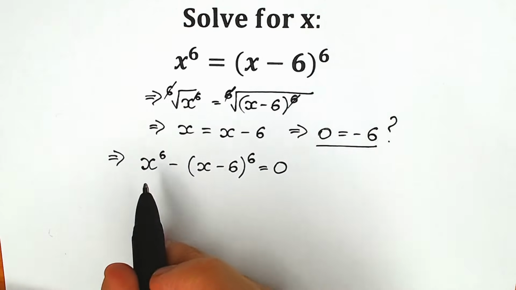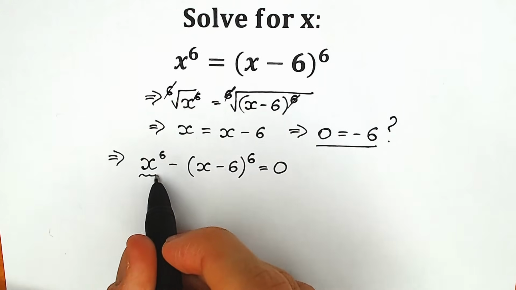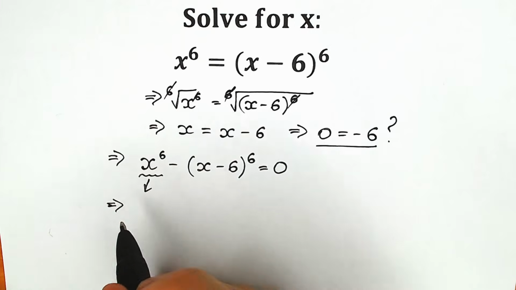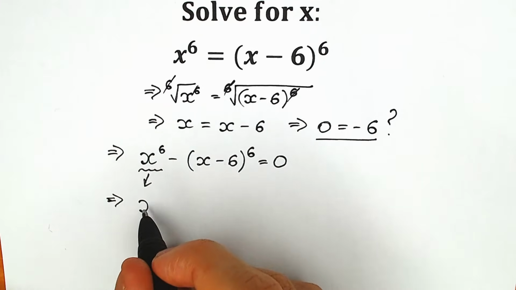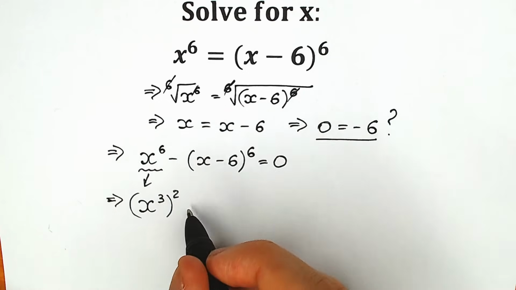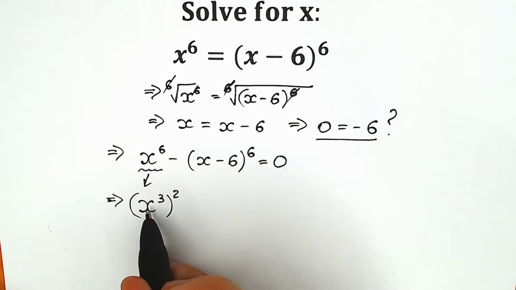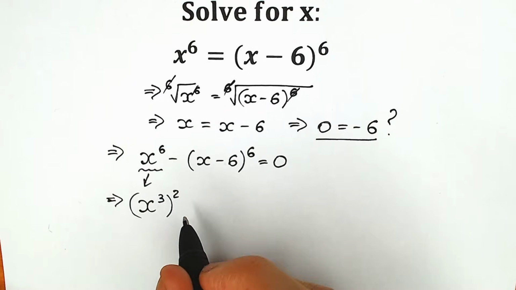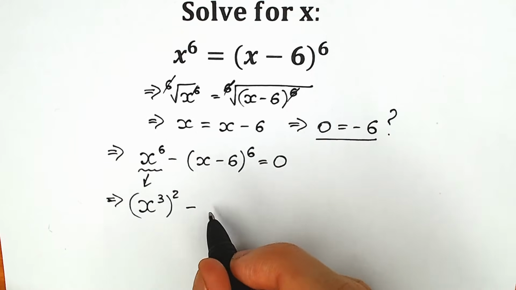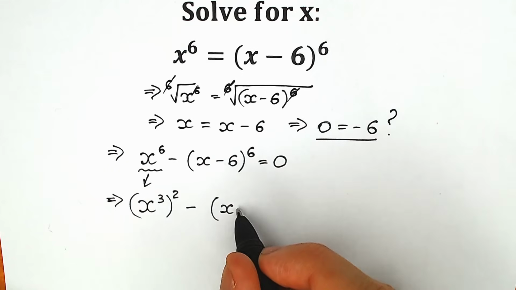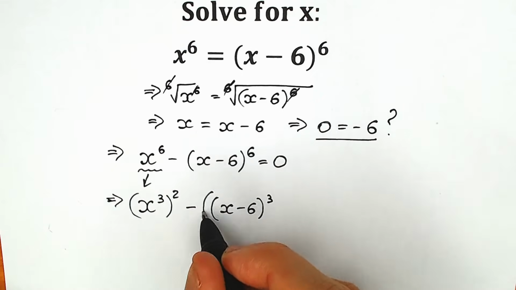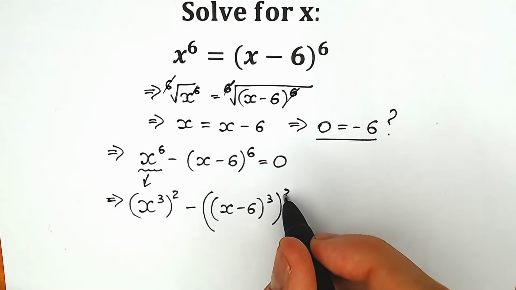Right now, instead of this x to the power 6, let's write (x cubed) to the power 2. We can easily do this, it's not a mistake. We can write it as x to the power 3 raised to the power 2, because x to the power 3 times 2 equals 6, so everything is great. On the right side we will have the same thing. We will have (x minus 6) to the power 3, and of course we need to raise this once more to the power 2 equal to 0.